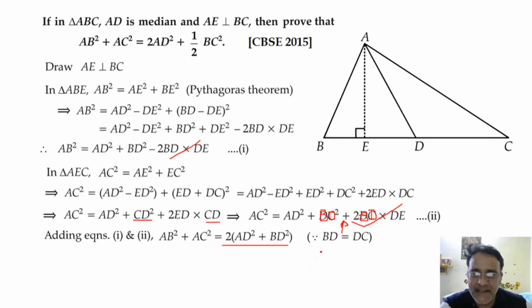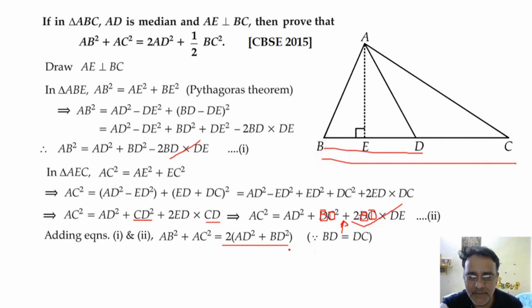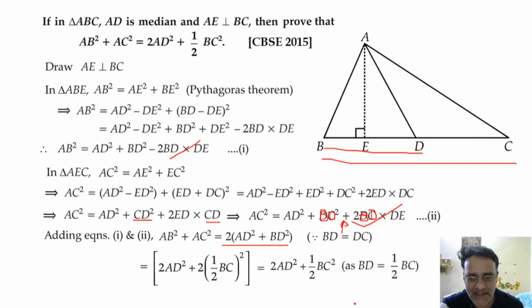Okay, now what is BD in terms of BC? BC is full and BD is half. So in place of BD we can write half BC. Right, half BC whole square. So this will become BC square by 4, and the 1 2 will be cancelled. So we'll get half BC square. Any doubt?